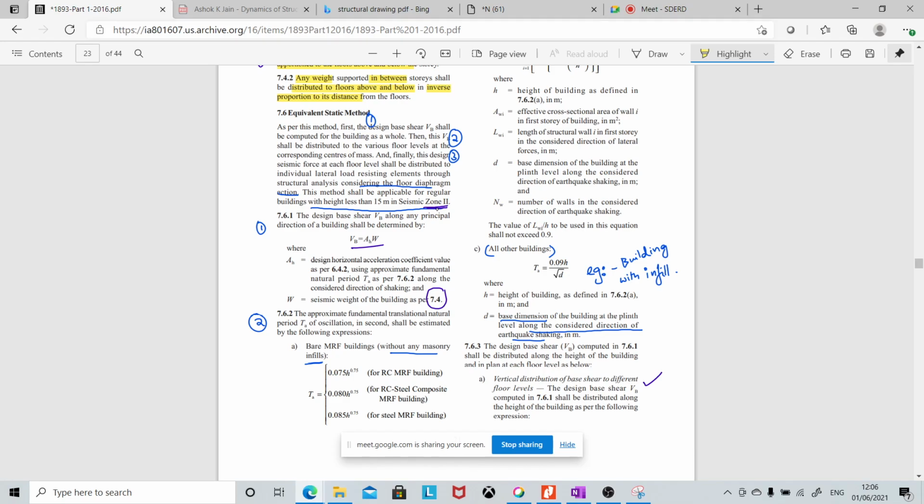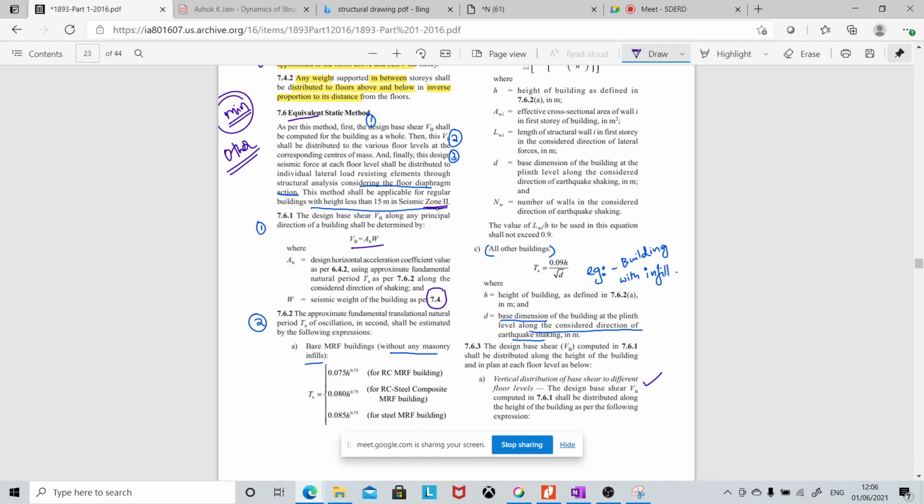However, if it is in other zones, still we have to do this analysis also. Okay, because whatever value we are getting from this will be the minimum design value. For example, in other cases, if this criteria is not satisfied, for that building we also have to do response spectrum analysis.